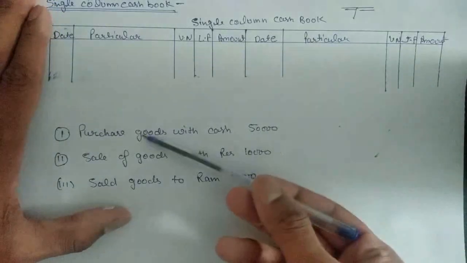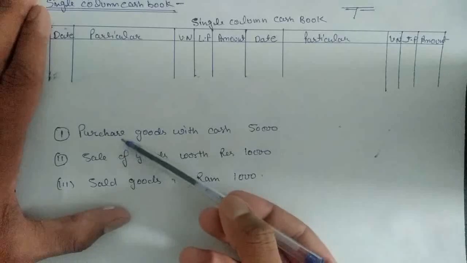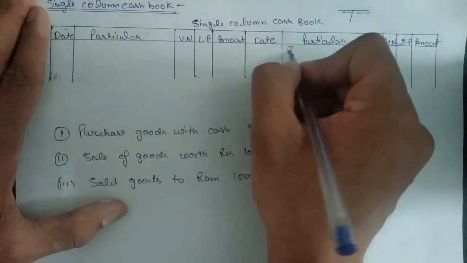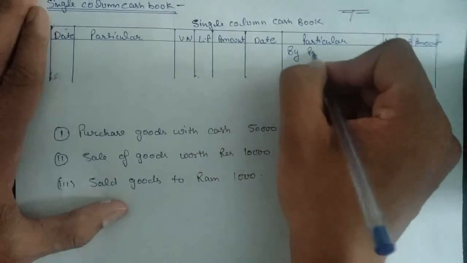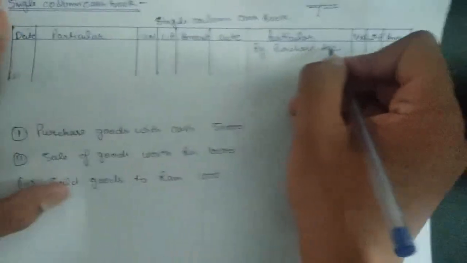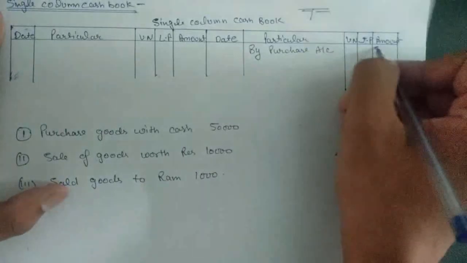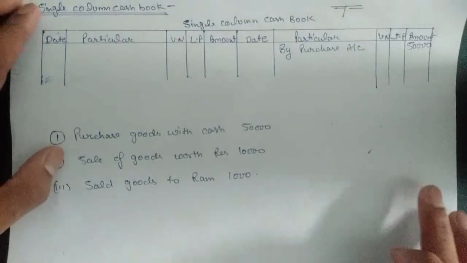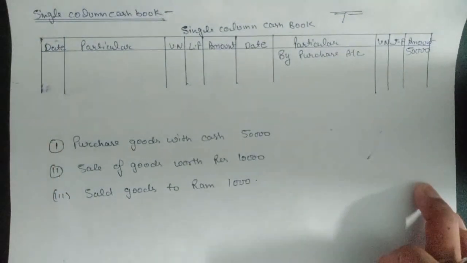As we purchased goods, the entry will go by the name of purchase, and this is the credit side, so we will use "By purchase account", amount is 50,000. So this is the entry, how we post in the cash book.